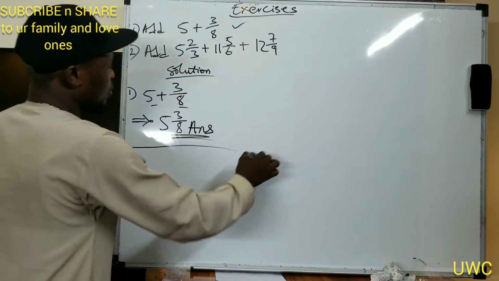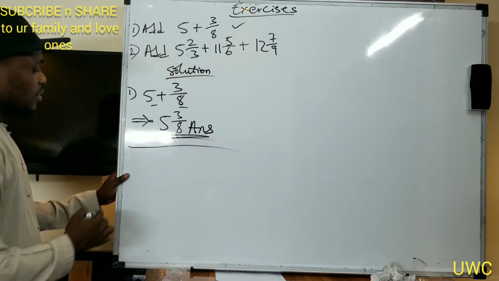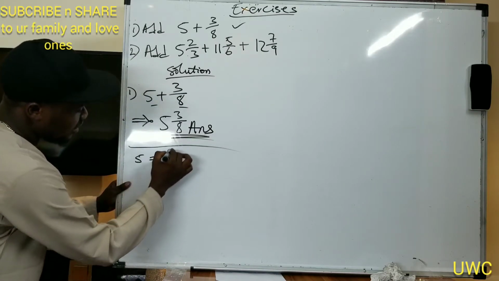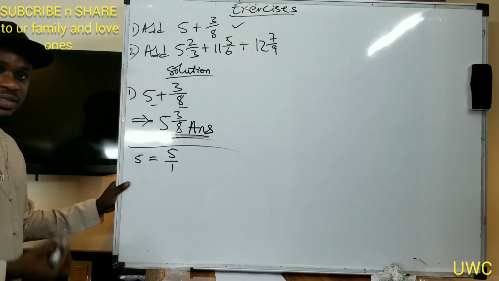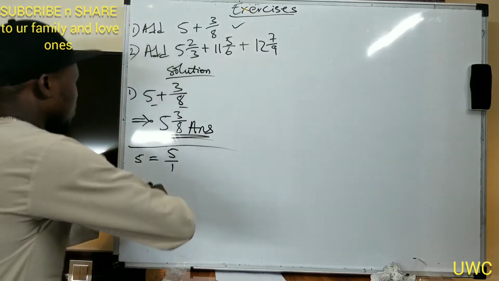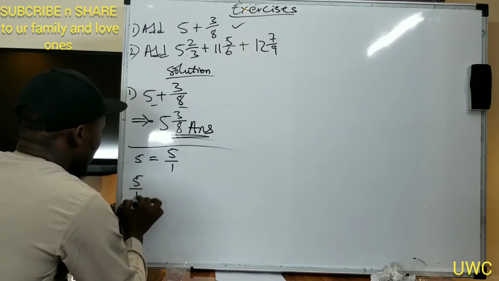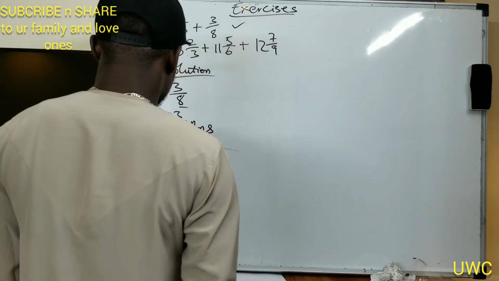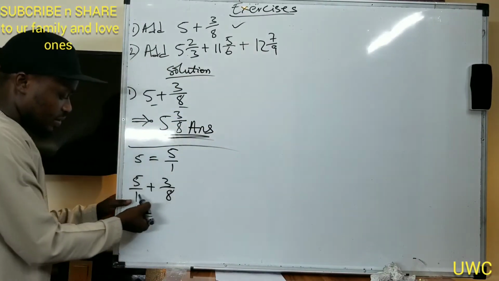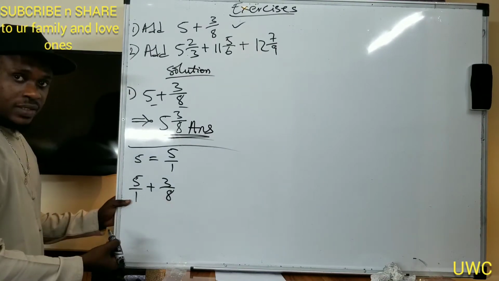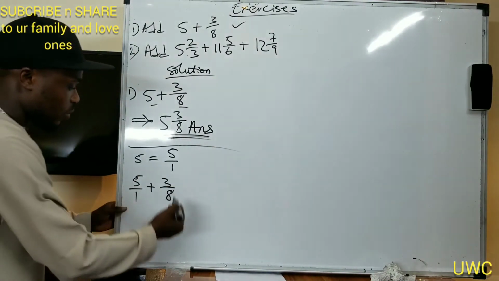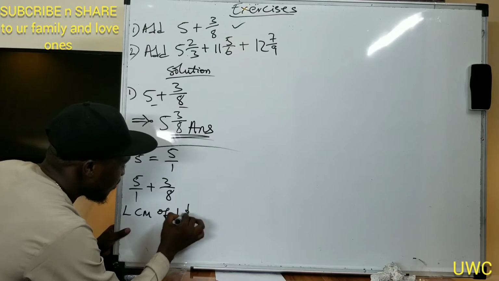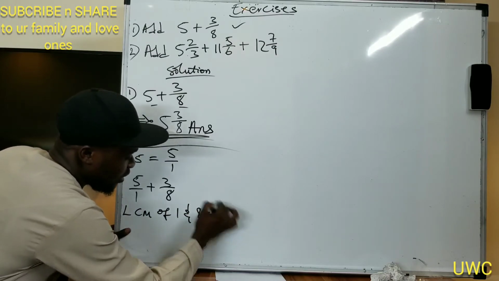In the other way around, we can still solve it like this. 5 can still be written as 5 over 1. It is still the same thing. Therefore, we can still solve it this way. 5 over 1 plus 3 over 8. So the denominators now are 1 and 8, meaning that they have different denominators. What we'll now do is to find the LCM of 1 and 8, which is equal to 8.